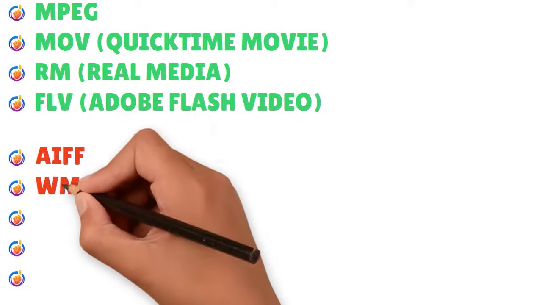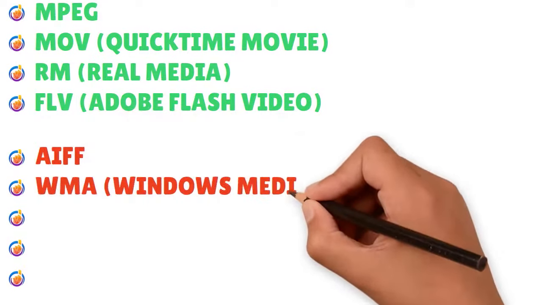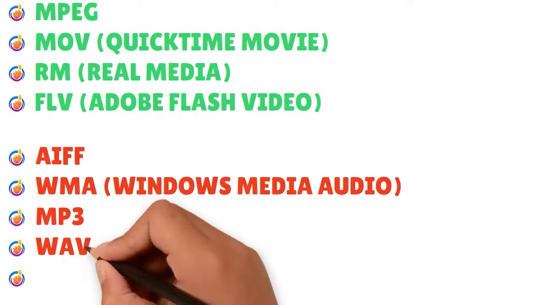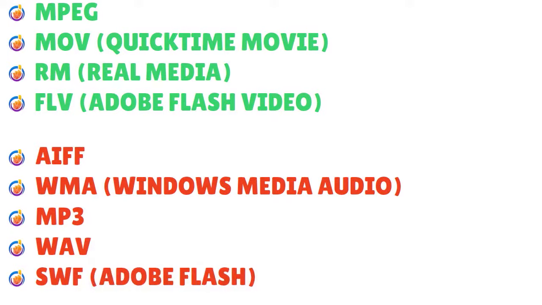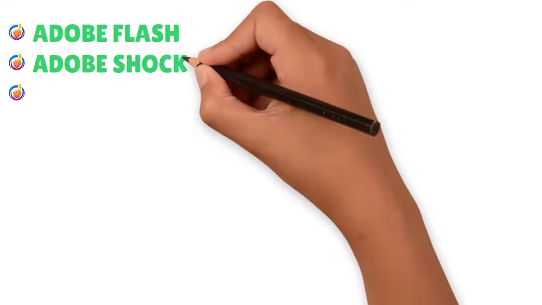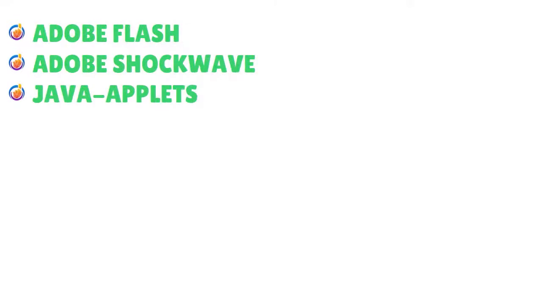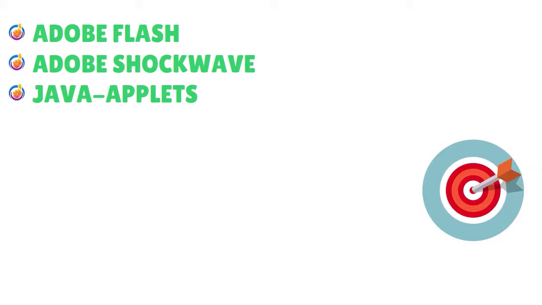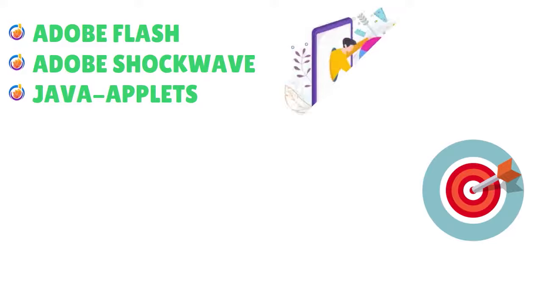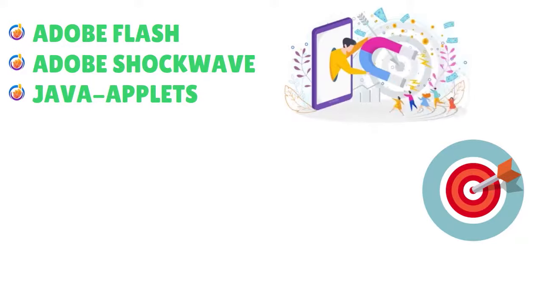And what about audio? You have AIFF. You have Windows Media Audio. You have MP3, WAV, and Adobe Flash. For rich media, you have Adobe Flash, you have Adobe Shockwave, you have Java Applets. Now the thing here is that it really depends upon the niche you are going after, right? Because any files that you attached, you really have to make sure that your audience really embraces this type of files.